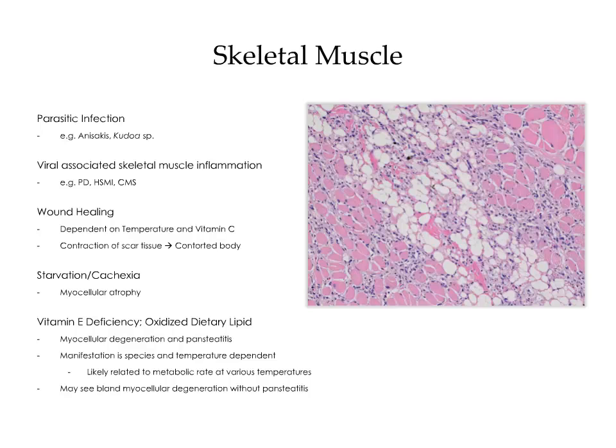Starvation and cachexia are associated with myocellular atrophy. Vitamin E deficiency and oxidized dietary lipid can cause myocellular degeneration and pansteatitis. Manifestations of this disease are likely species and temperature dependent. This is likely related to changes in metabolism at various temperatures. In some cases, you may see bland myocellular degeneration in the absence of pansteatitis. This is more in line with white muscle disease. The image on the right is a case of pansteatitis and myositis with associated myocellular degeneration. This was likely caused by oxidative injury.